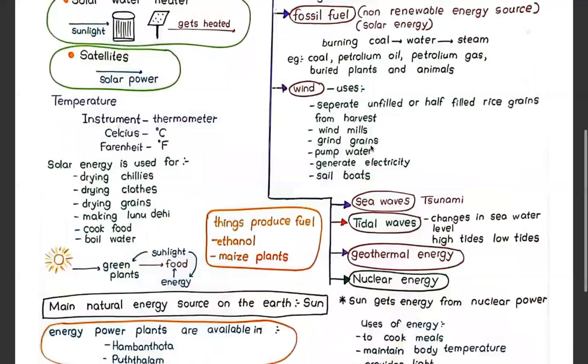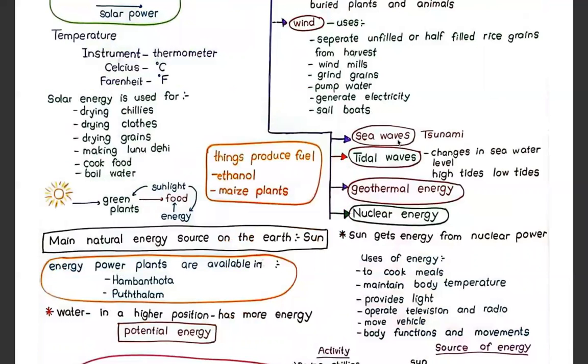There are some other energy sources. They are sea waves, and one example is a tsunami. Tidal waves are strongly rising waves. Changes in sea water level we call tidal waves. There are two types of tidal waves. They are high tides and low tides. The sea waves go up and come down.